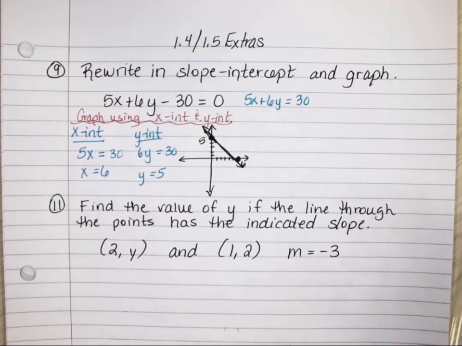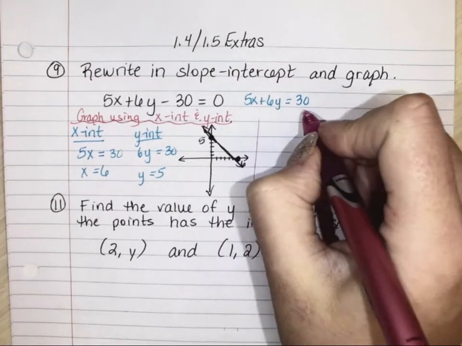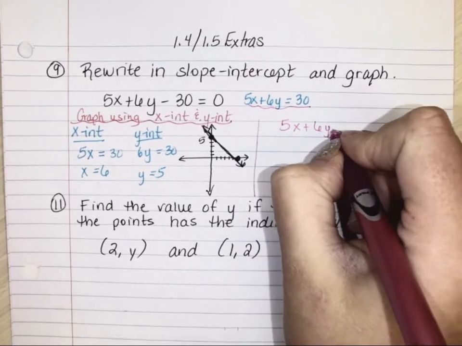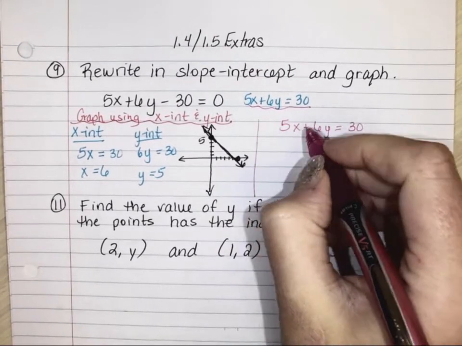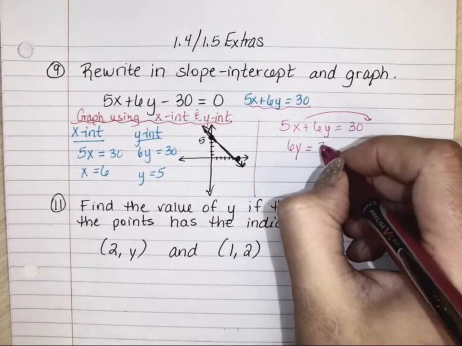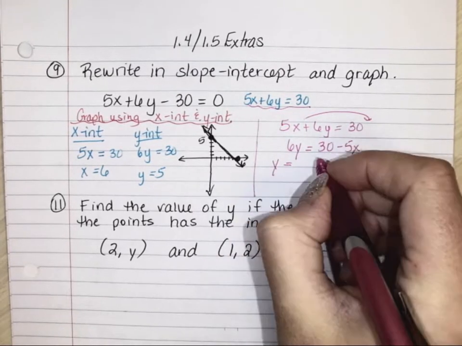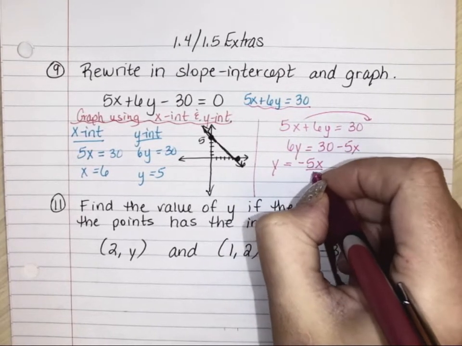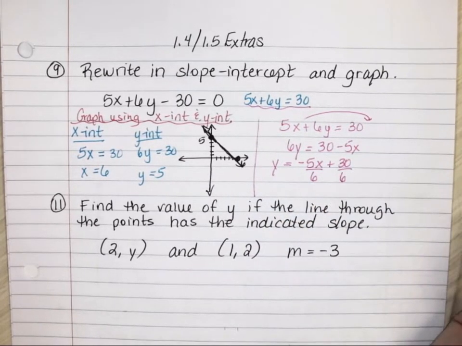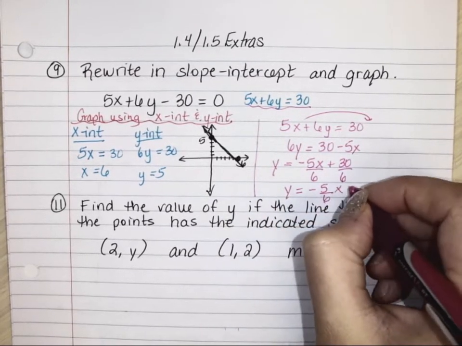Okay, for the next part, converting this to slope-intercept, we've already added 30, so let's start from here, and we're going to solve this for y. So we have 6y, let's subtract 5x, and then we have to divide through. I'm going to put my x term here in the front, so we have to divide through by 6, so plus 30 divided by 6. And that simplifies to -5/6 x plus 5.